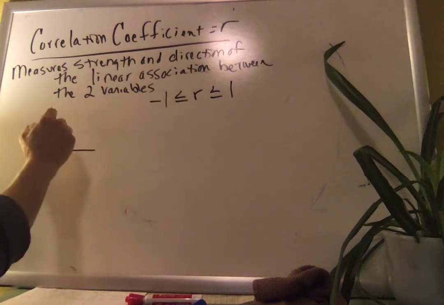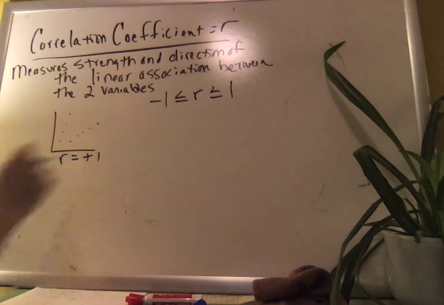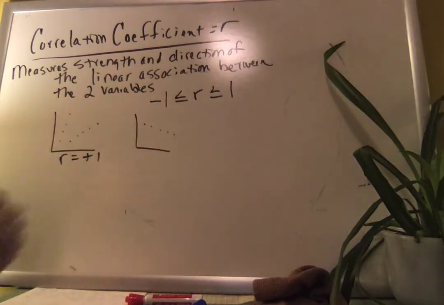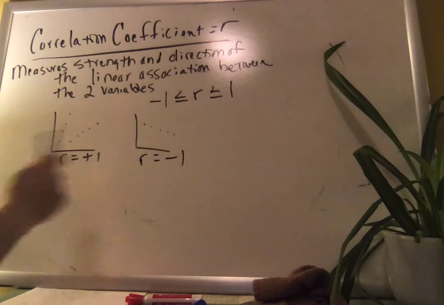So remember our perfect positive relationships? That would have been an R of +1. Remember our perfect negative or inverse relationship? That would be an R of -1. Those are the two extremes, right?